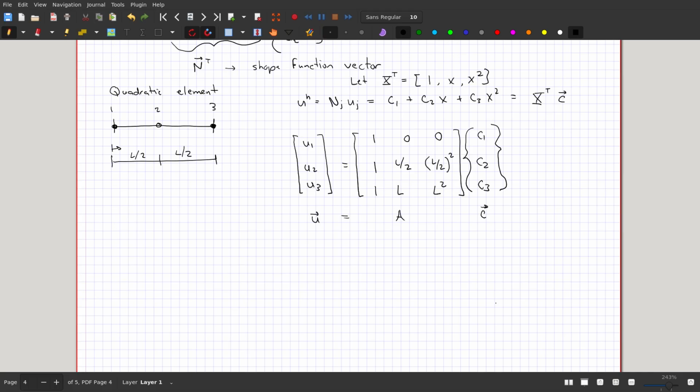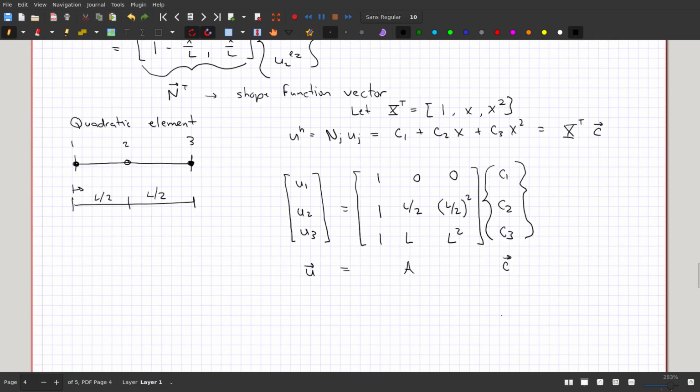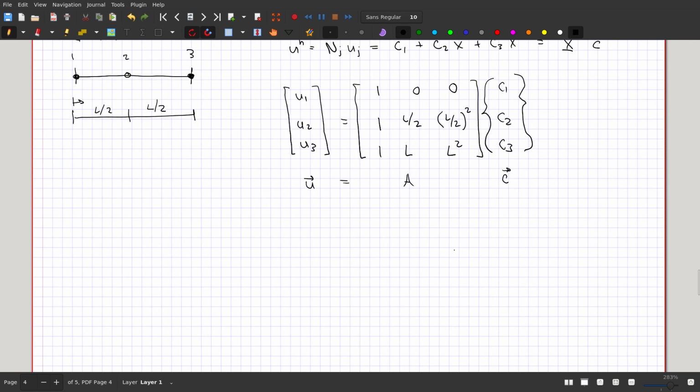Okay, so from the vector form of this and the vector form of this, let's write that down. We say that N transpose U, which is just a vector statement of Nj Uj, and we know that Nj Uj is equal to that thing, which is equal to X transpose C, right?